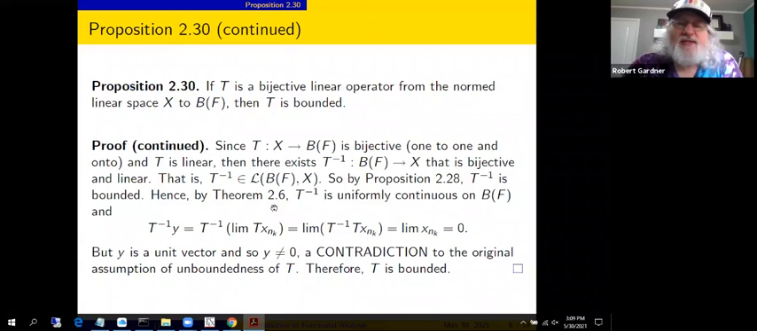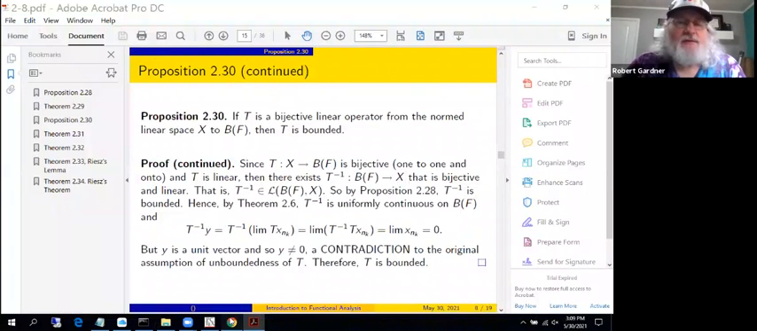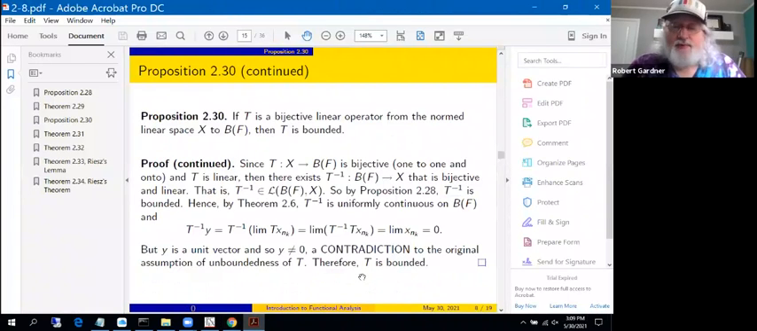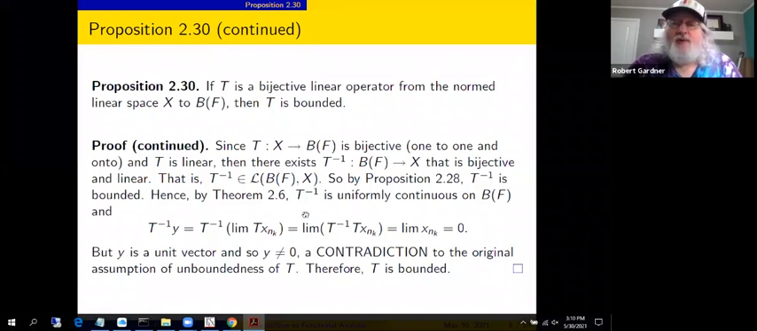By Theorem 2.6, when you have a bounded operator, you have a uniformly continuous operator. We've used that several times. Let's go back and look at it just in case. I think it's here. Yeah, Theorem 2.6 from section 2.4 said the following are equivalent: a linear operator T is bounded is equivalent to it being uniformly continuous on its domain. So that's the property we're using in this proof at this stage. So we've seen that T inverse is bounded. So T inverse is uniformly continuous on its domain, on B of f.